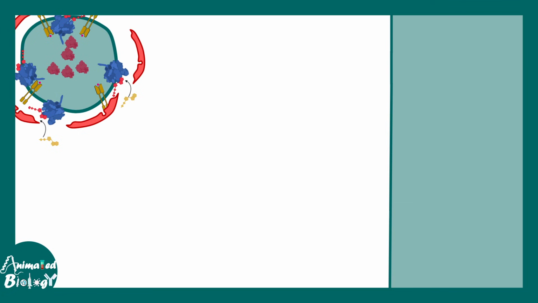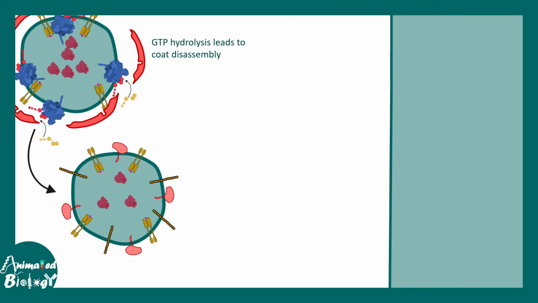Here we can see the coat has been disassembled due to GTP hydrolysis into GDP. As a result, the vesicle becomes naked. I mean, it doesn't have any coat on top anymore. Now there are specific proteins such as vesicle-bound v-SNAREs and RABs. These are basically now exposed.